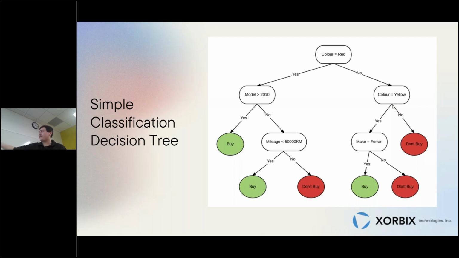buy it. This example I pulled must have been from the EU somewhere. The mileage is in kilometers. But if we don't have a lot of mileage, then we want to buy it. If we have a lot of mileage, we don't want to buy it.